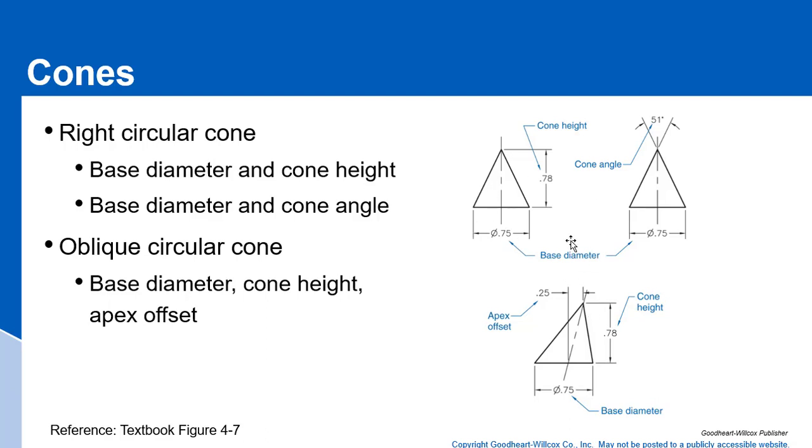Cones. A right circular cone or an oblique circular cone. Okay, so we've got a conical shape here, and for a right cone all you really need is the diameter and the height, and the angle.